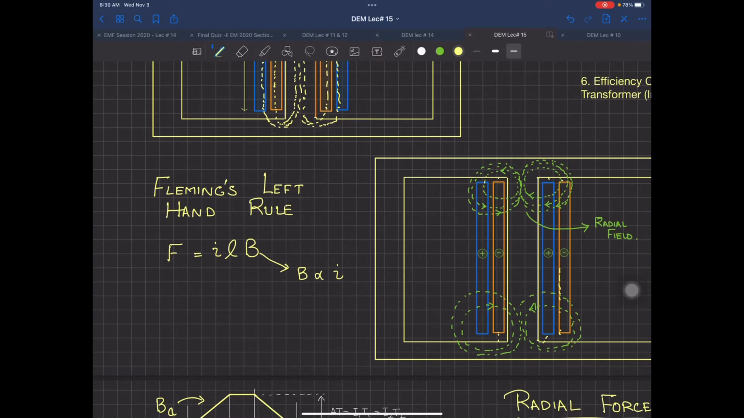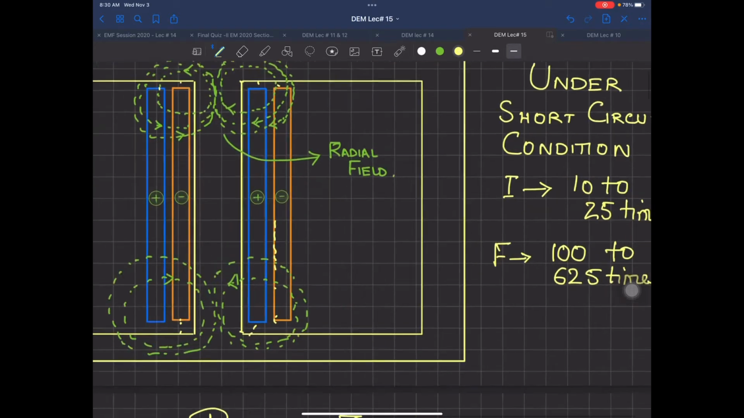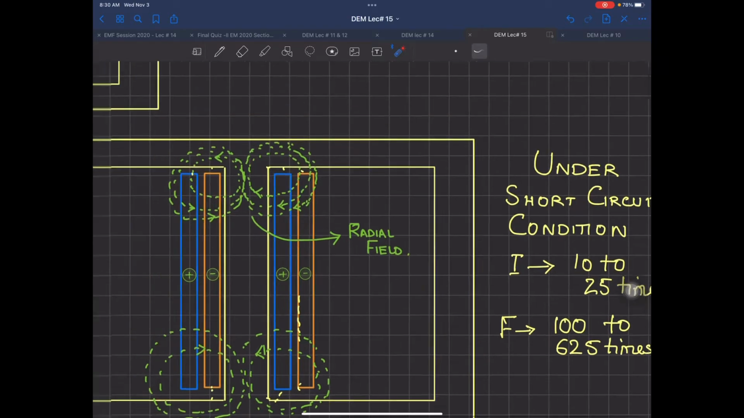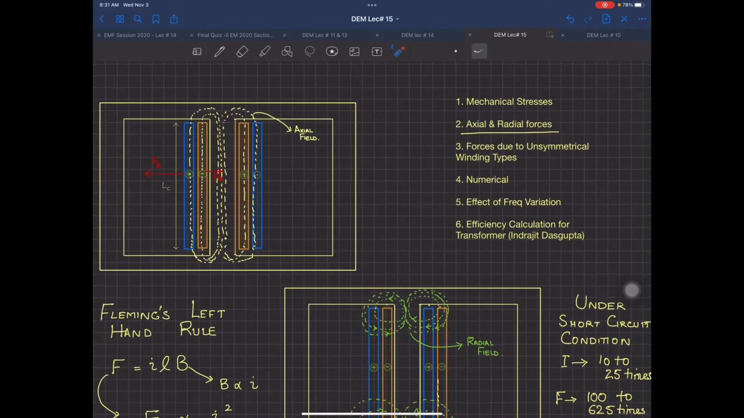So from this relation I can easily say that force is actually proportional to I square with some factor. Certainly there is going to be some factor involved, a constant of proportionality. So that's why when I talk about having a current 10 to 25 times, the force is actually going to be 100 to 625 times, the square. Simple. Now, how are these forces going to play their part?